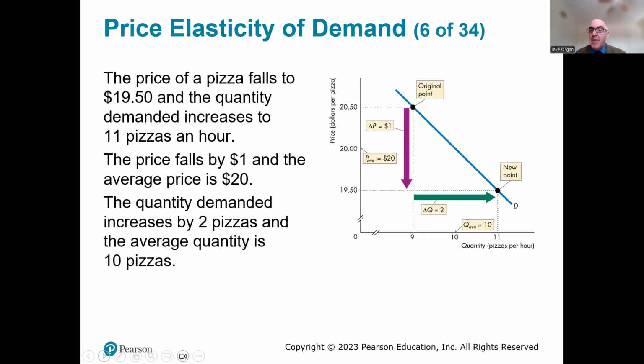So let's say we drop that price to 1950, and the demand increases to 11 pizzas an hour. So basically, what's happened is that we've had this fall in price and then a rise in quantity. Now, how do we make this into a units-free measure? We know that's the law of demand. Price has gone down, quantity demanded has gone up. But how do we turn this into a units-free measure?